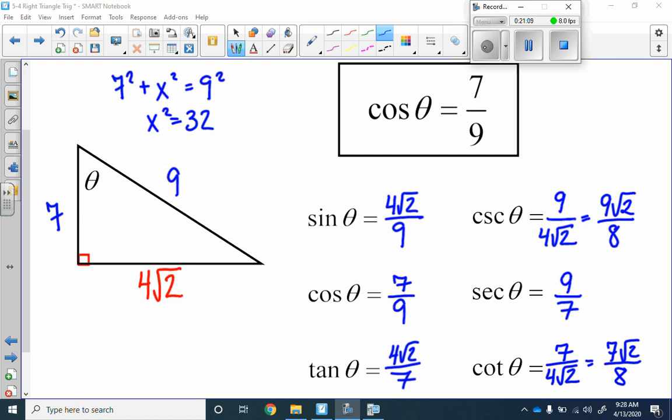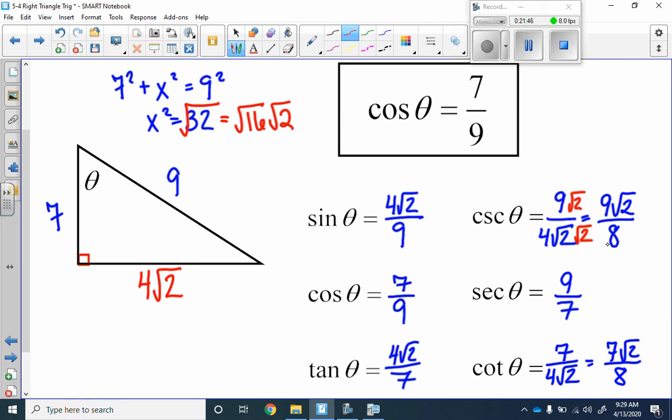For your opposite side, you should have gotten the square root of 32, which I can break up into the square root of 16 times the square root of 2, and that gives me 4 square roots of 2. So sine is 4 square roots of 2 over 9, and cosecant is 9 over 4 square roots of 2. So I rationalize my denominator: 9 square roots of 2. 2 times 2 is 4, the square root of 4 is 2, and 2 times 4 gives us where that 8 is coming from.